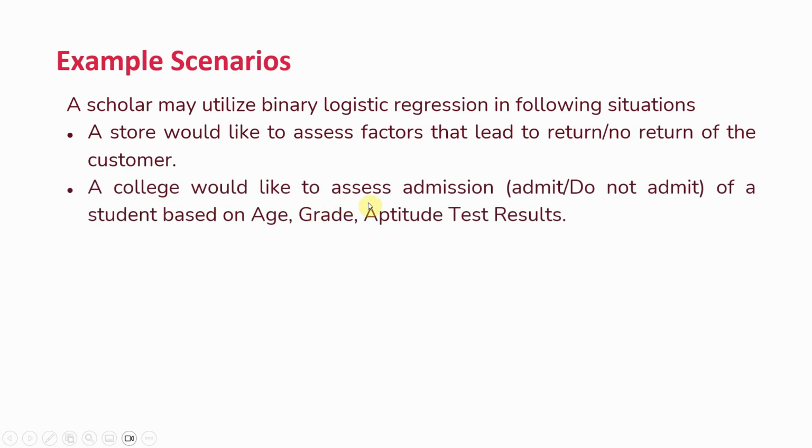A college would like to assess admission, that is, whether to admit or not to admit a student based on their age, grade, and aptitude test results. What you are doing is assigning a particular category to a student, whether the student will be admitted or not admitted.